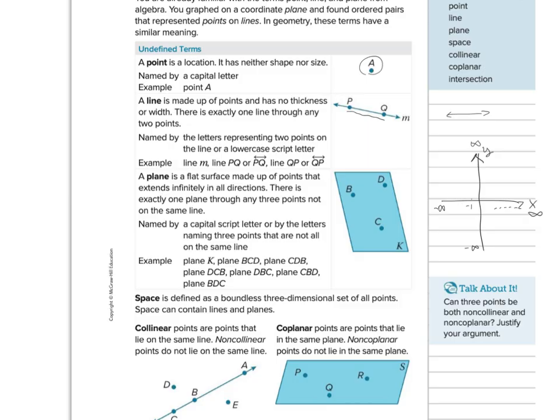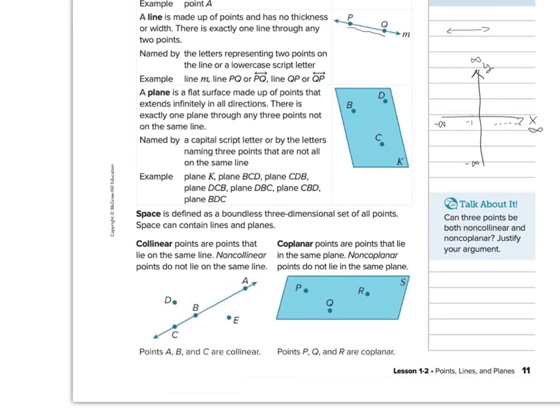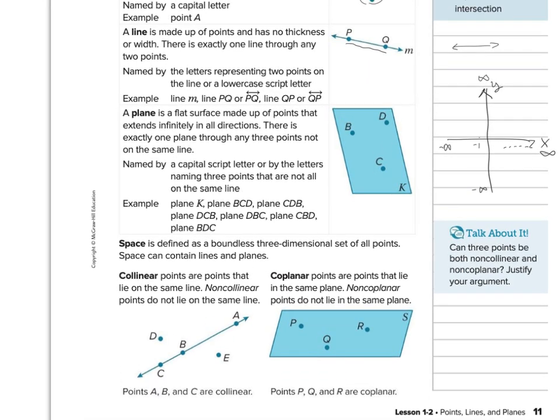So that coordinate plane is something that we've been using for a long time, and it just identifies something that goes on forever. Again, there are different ways to identify the plane. You have a capital script letter right here, so that would say, hey, plane K. That's what they're talking about there. And then we could identify the plane with letters.